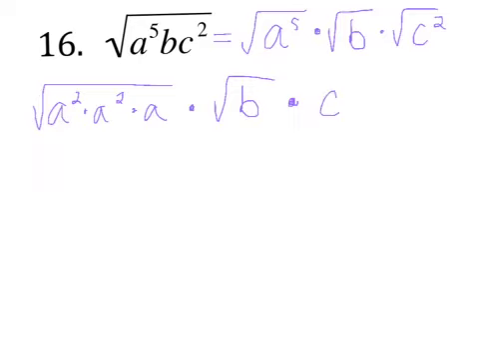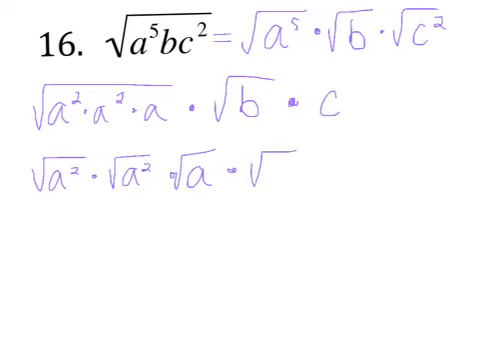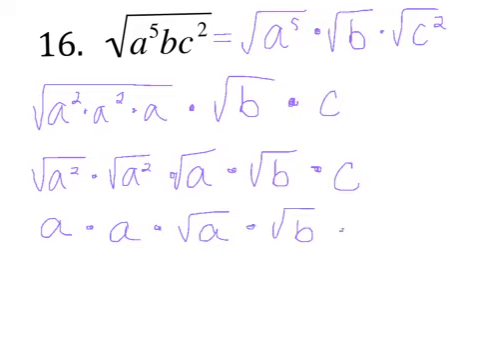So if we break this up even more, we have the square root of a squared times the square root of a squared times the square root of a, times the square root of b times c. So a times a times square root of a times square root of b times c. A times a is a squared. The c is outside the radical, and we have 1 a and 1 b left inside.